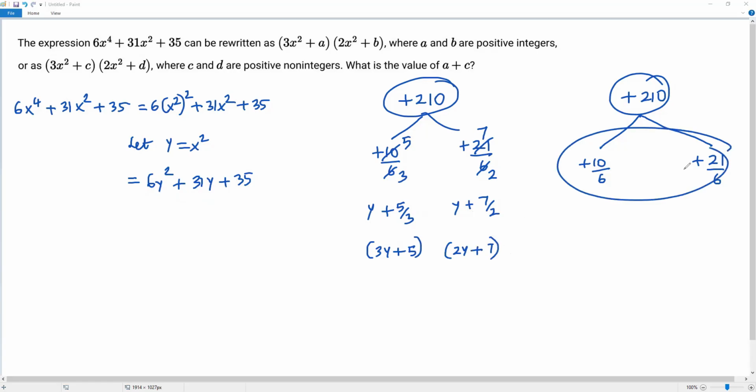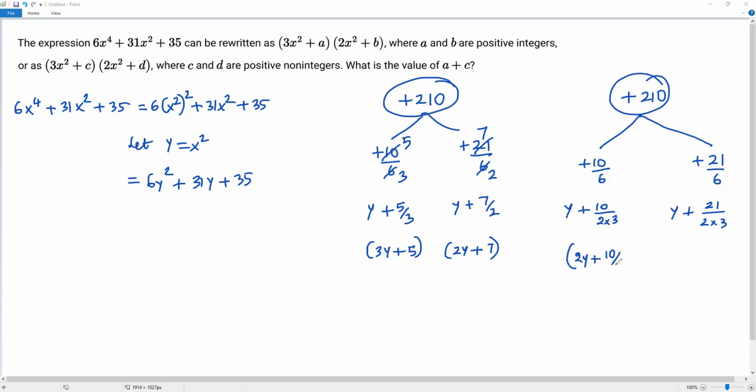Now let's come to this part. Here positive 10 over 6, we can write this 6 as 2 times 3. Positive 21 over 6 also can be written as 2 times 3. We can take y over here, y over here. Now I am going to move this 2 as a coefficient of y. Then we get the first factor, that is 2y plus 10 over 3. Now let's move this 3 as a coefficient of y. Then we get the second factor, 3y plus 21 over 2.